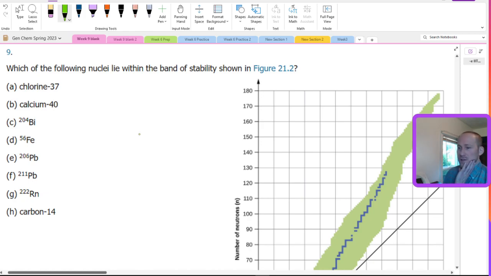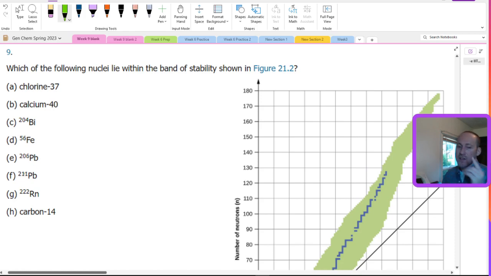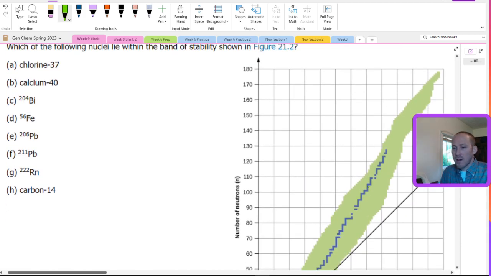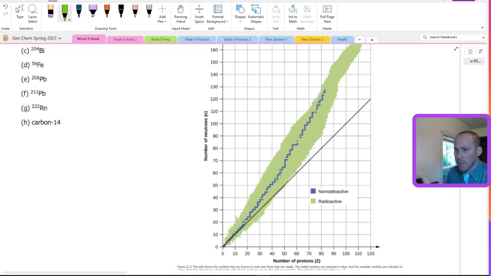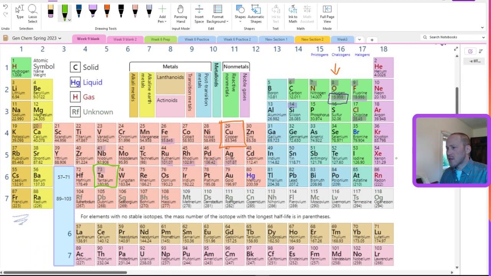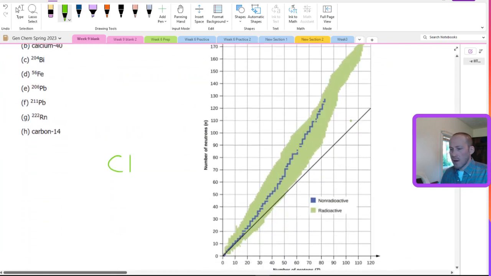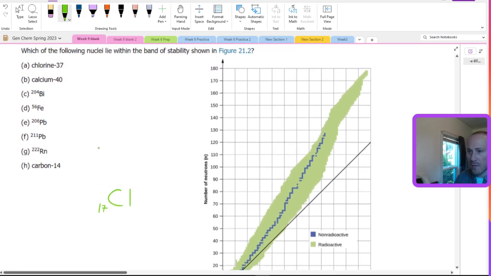So let's see what lies within the band of stability. If any of these things actually exist, they must. But we can posit things that may or may not exist. So let's see. Chlorine 37. Let's start there. Chlorine, I think, is 39. No, that's its typical mass. It's number 17. So chlorine is number 17. So this is when we found neutrons on the previous problem. That's exactly what we're going to do now.